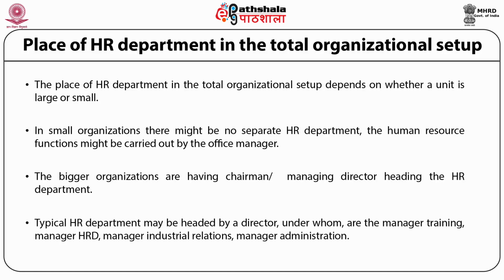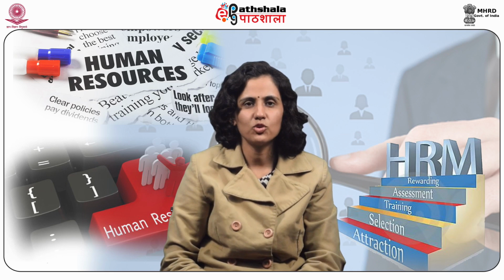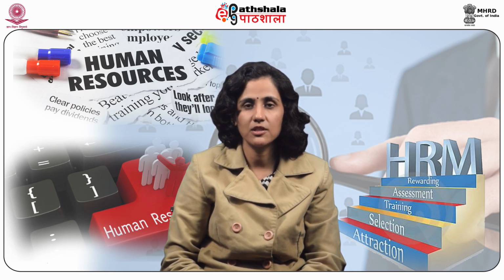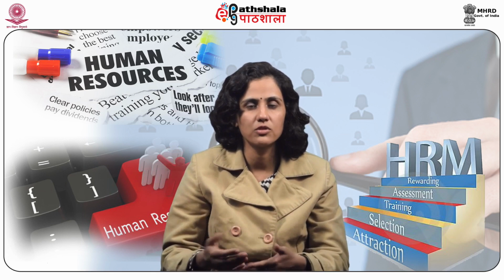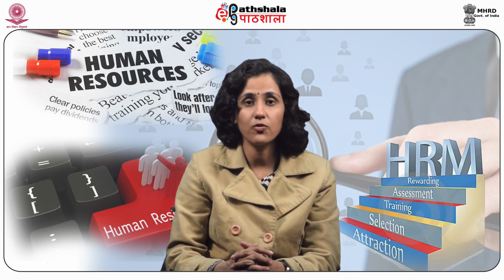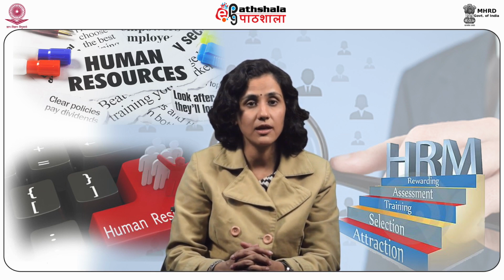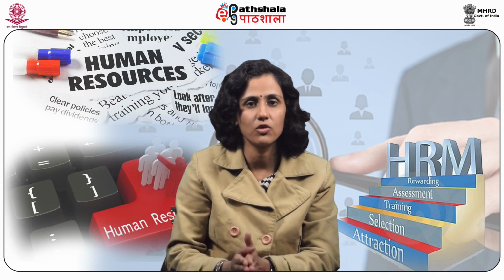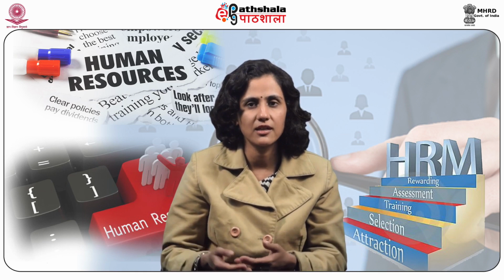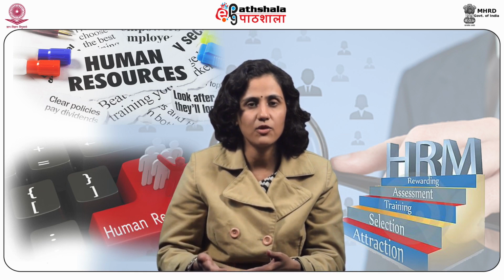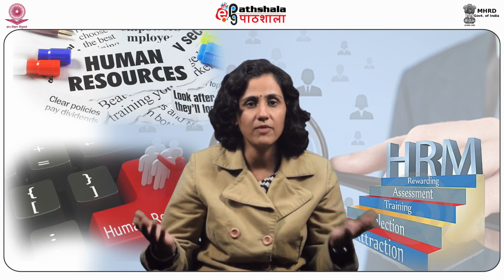So students, let us summarize what we have learned in this module. Organization structure means the systematic arrangement of people working for the organization in order to achieve certain goals. It is the framework of authority relationships among individuals and groups in an organization. Various types of organization structures are there, like line and staff, functional, divisional, and matrix.